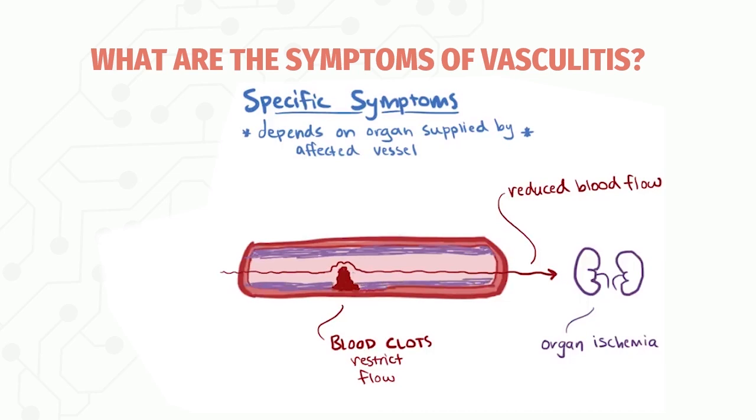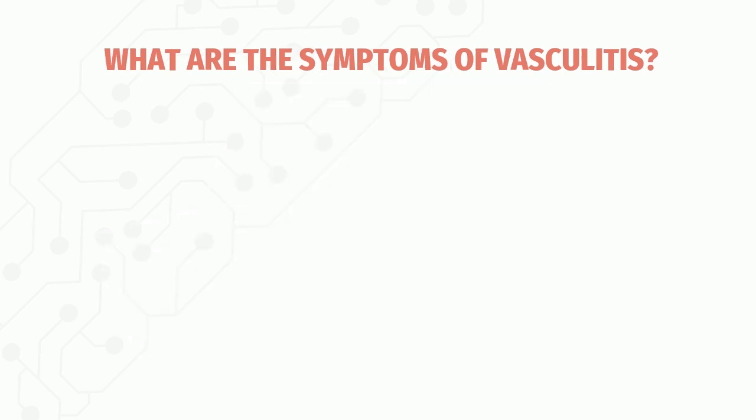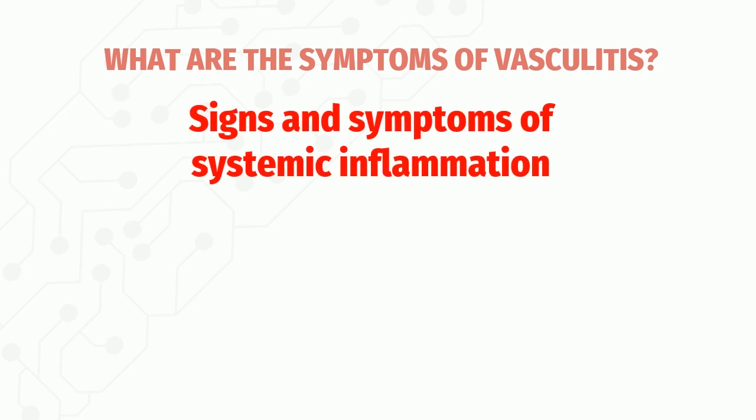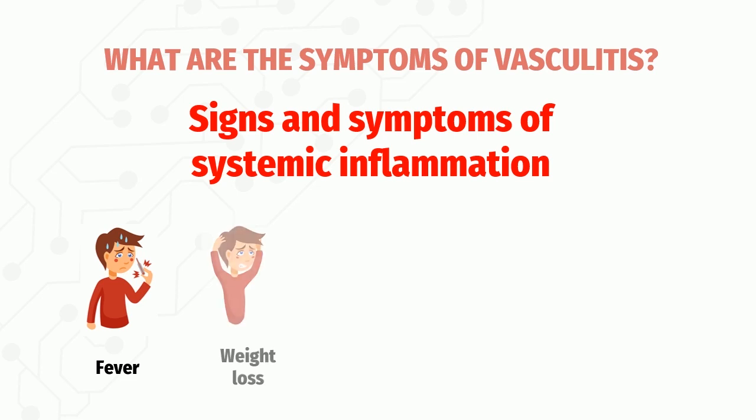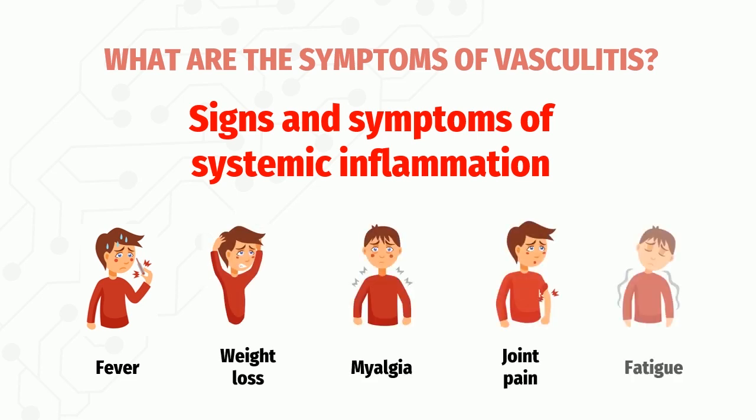The second way is caused by the previously mentioned healing process of the blood vessel. As fibrin is deposited in the vessel wall, the vessel walls become thicker and bulge into the vessel, reducing the diameter of the vessel lumen and restricting blood flow. Besides findings related to the affected tissue, there are usually also signs and symptoms of systemic inflammation, such as fever, weight loss, myalgia, joint pain, fatigue.